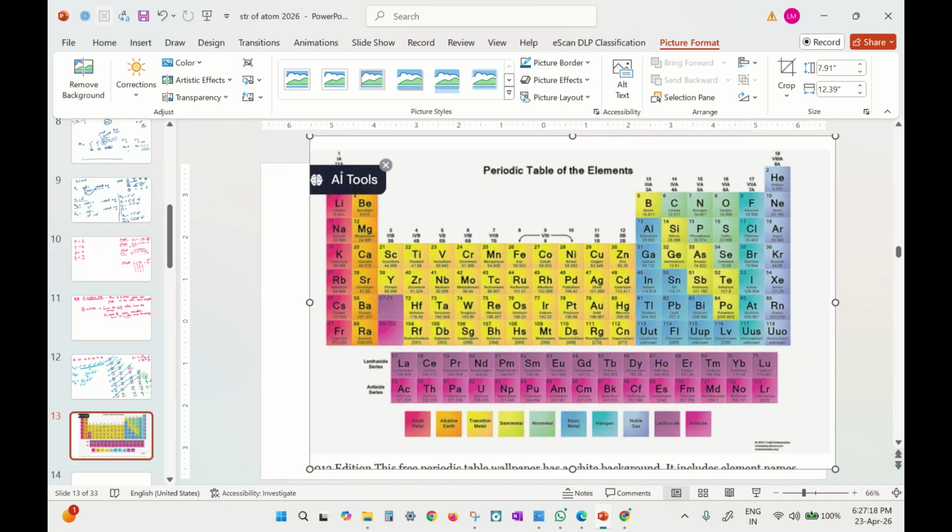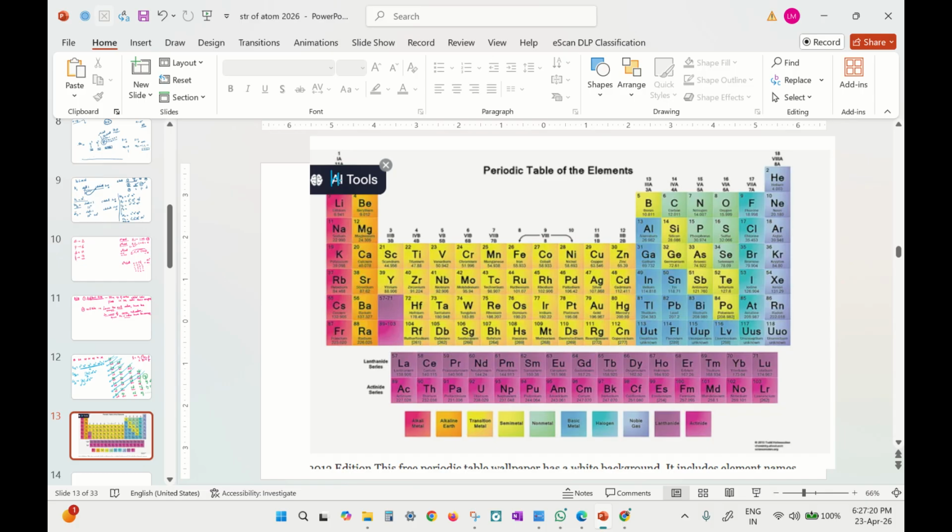See, there was hydrogen. So hydrogen is 1s1. Helium is 1s2, so the s is completely filled. Lithium is 1s2, 2s1. Beryllium is 1s2, 2s2. Boron is 1s2, 2s2, and 2p1. Atomic number is 5, so 5 electrons.